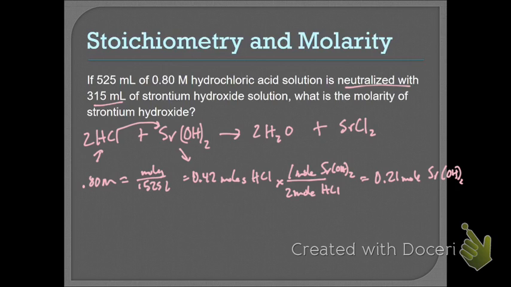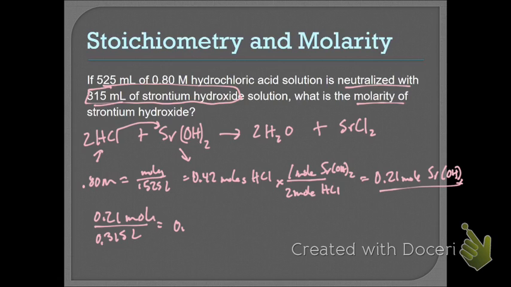Okay, so now we want to figure out the molarity. We have moles of strontium hydroxide. We have the volume of strontium hydroxide, so 0.21 moles over 0.315 liters. So this equals 0.67 molar of strontium hydroxide.